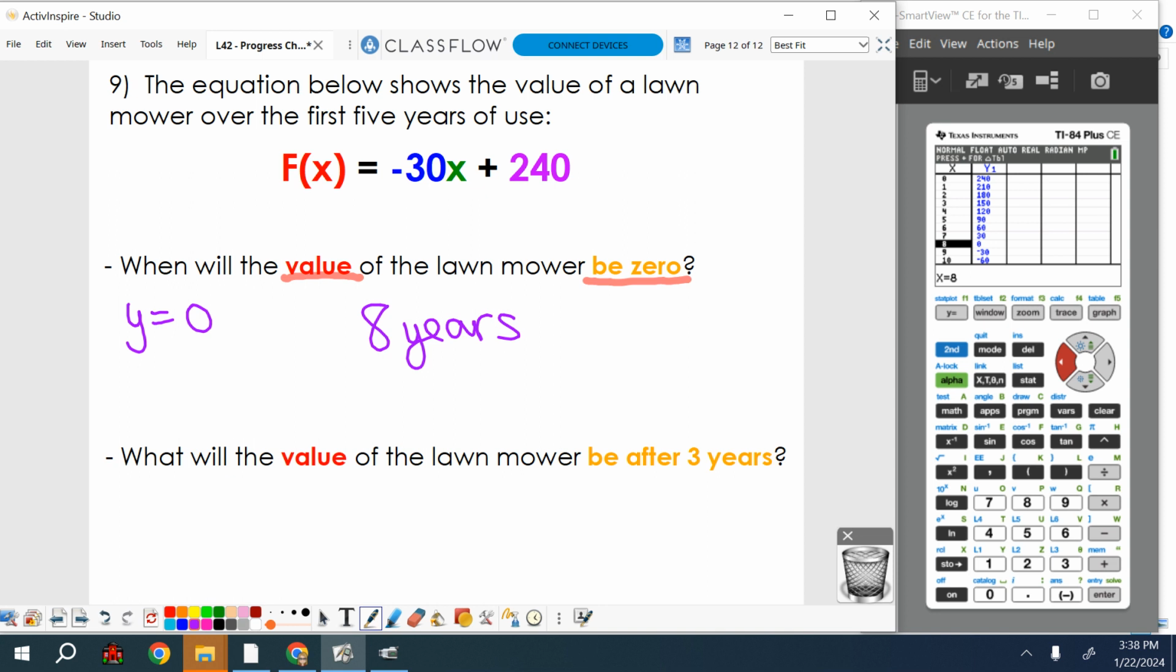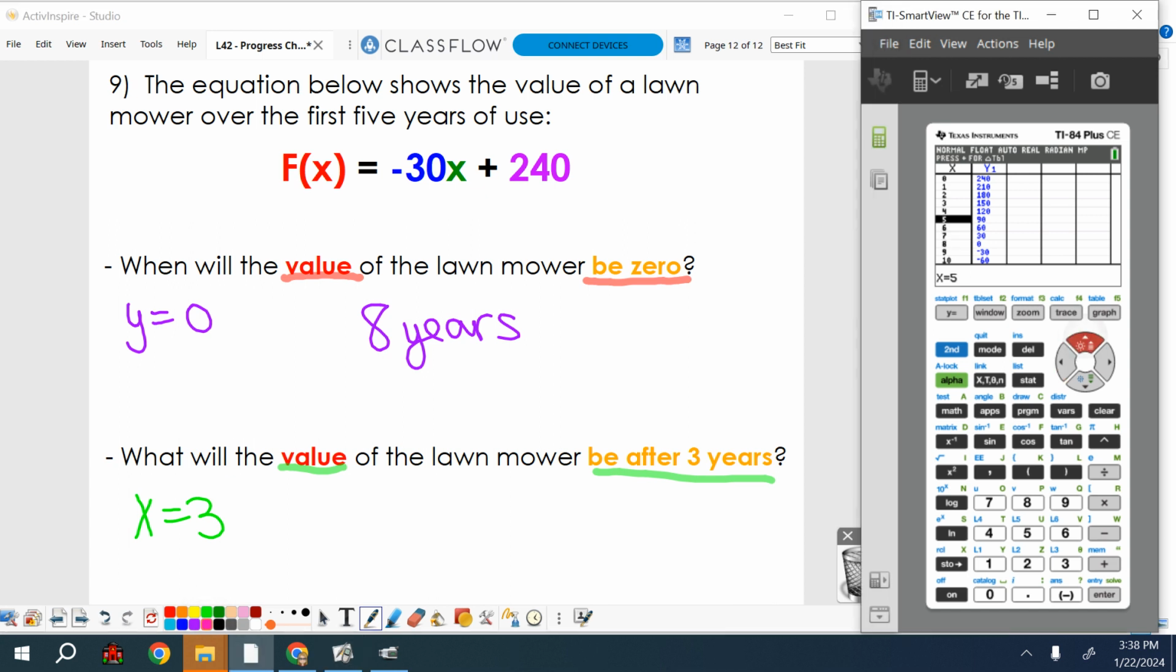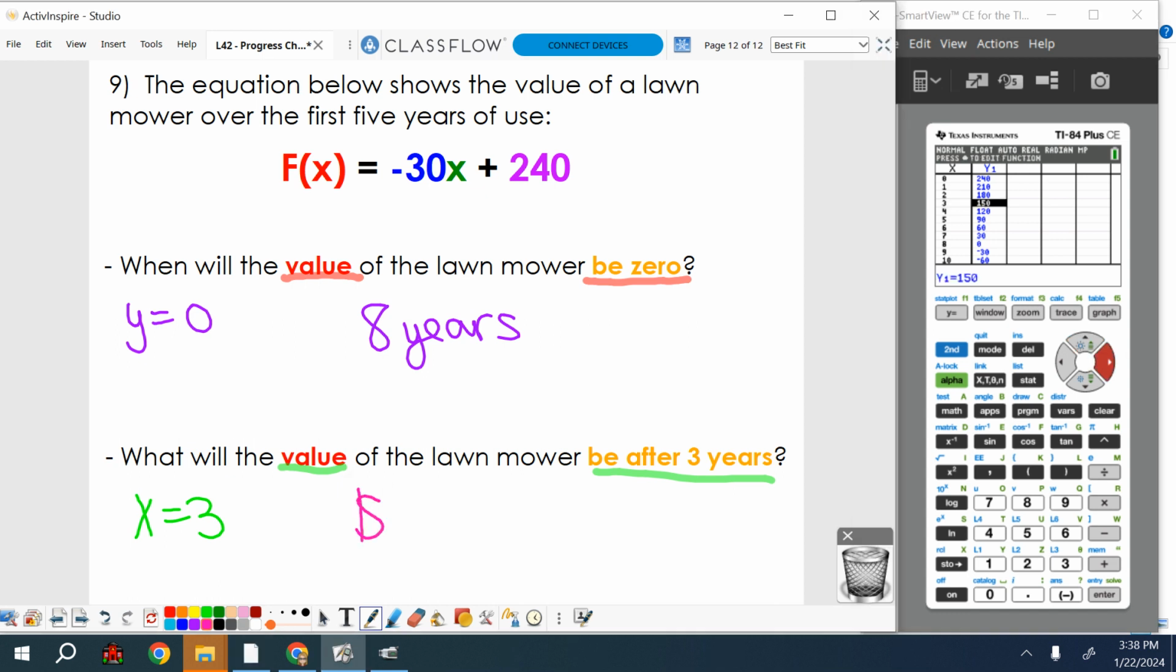And then finally, last but not least, what will the value of the lawnmower be after 3 years? And again, that 3 years, that's my x value. So when x equals 3, what I want to know is what is my y value? So I'll come over to my table, go up to where my x value is 3, look at my y value, it's $150. So the value of the lawnmower will be $150 after 3 years.